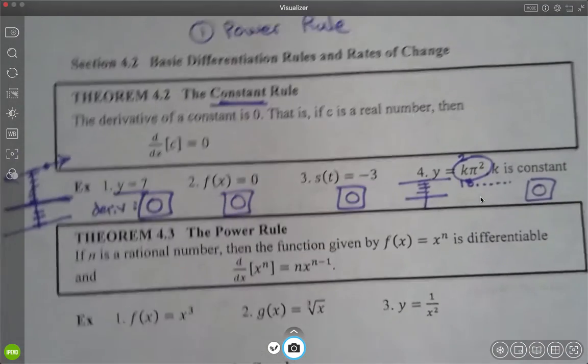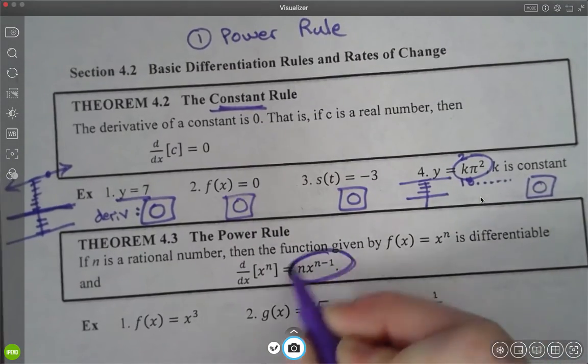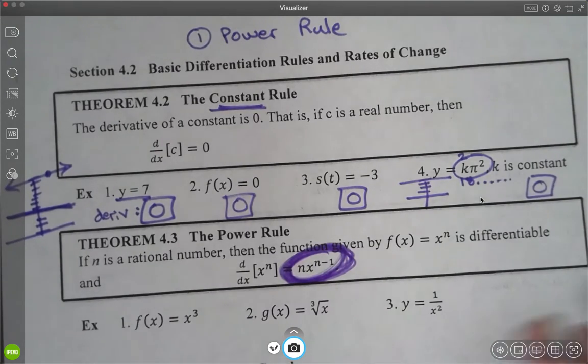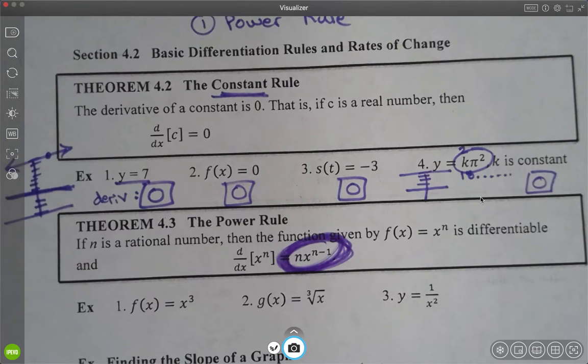Okay, now this is the power rule. Circle it because this is the whole big huge thing. When you're taking the derivative of x to the nth power, the n comes down in front. You subtract 1 from the exponent. Okay, circle it. Do it. The n comes down in front. Subtract 1 from the exponent.